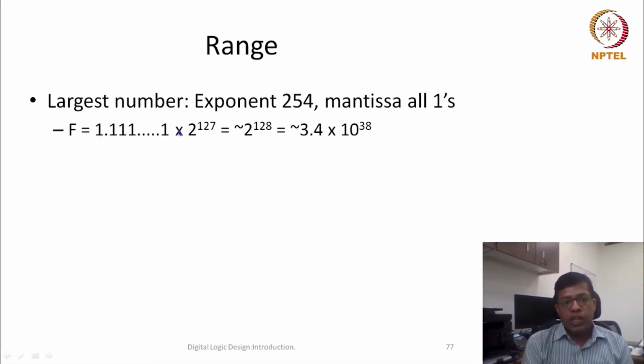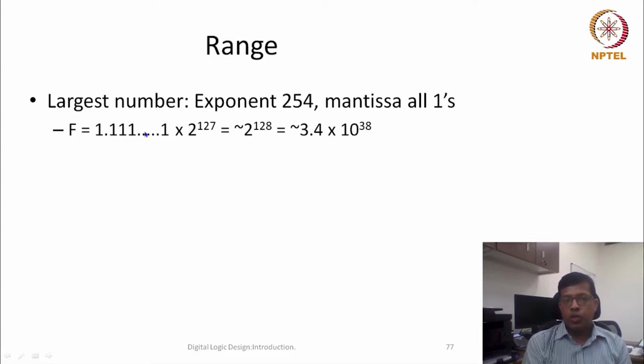If I look at this really closely, this is 1.1111 up to 23 bits, so that is very, very close to 2 actually. If I expand this, what does it mean? This is 1 plus 1 by 2 plus 1 by 4 plus 1 by 8 plus 1 by 16 plus 1 by 32 plus 1 by 64 plus 1 by 128. So this is a geometric progression, and in a geometric progression, the sum would be equal to 2. So that's how it is, approximately 2.